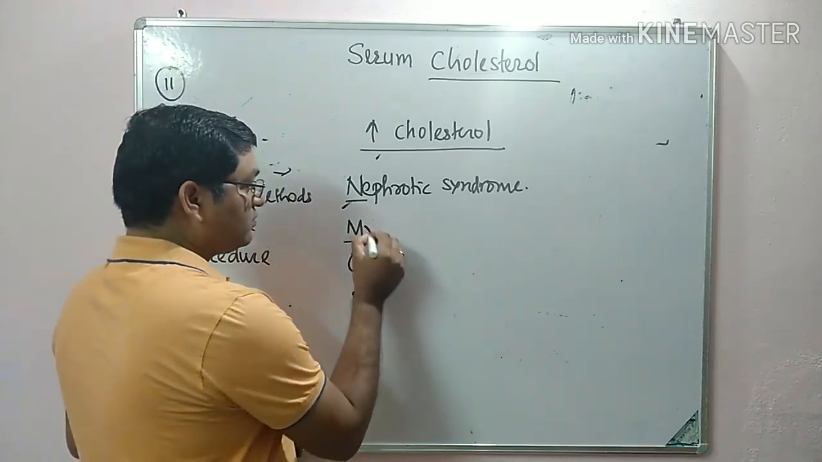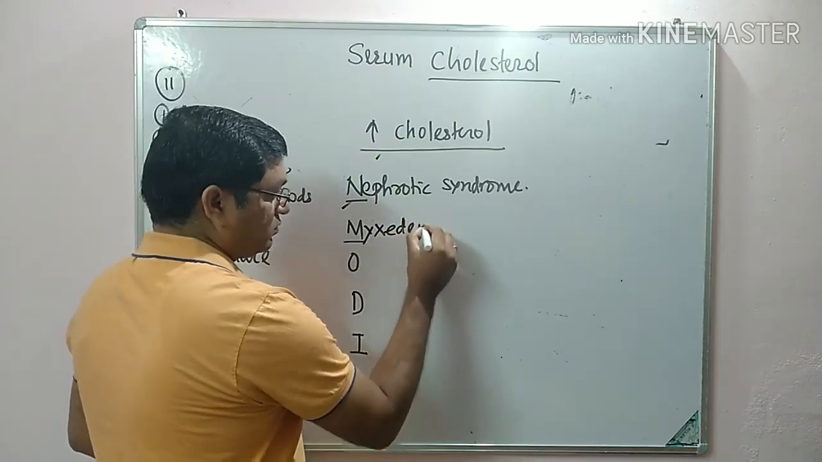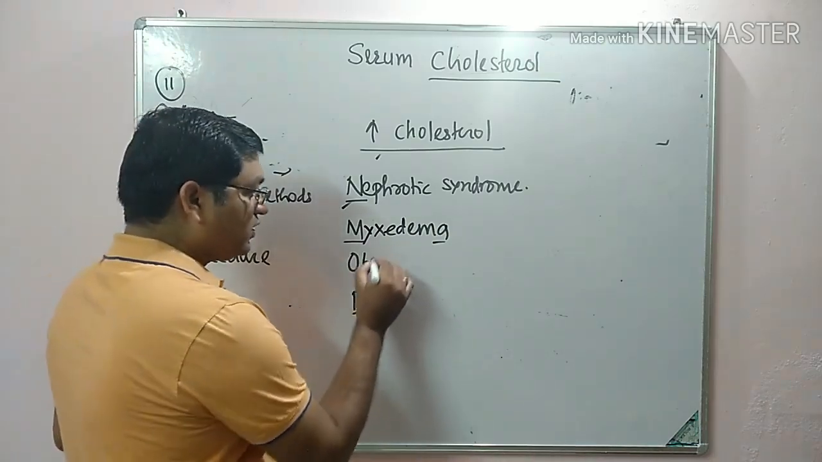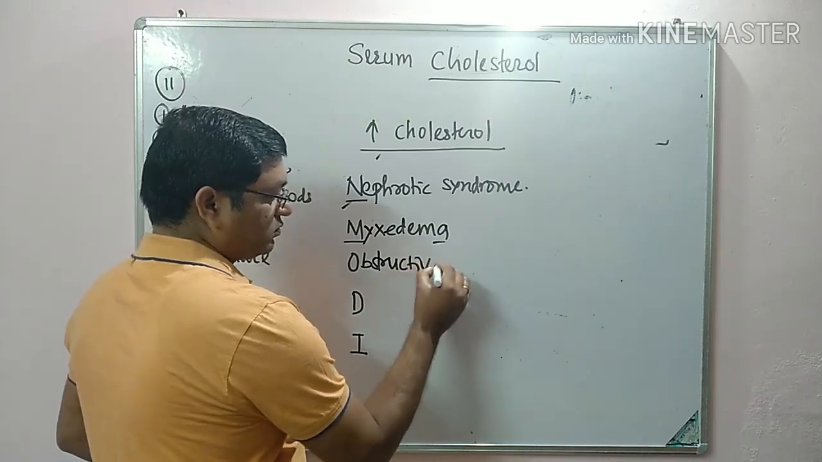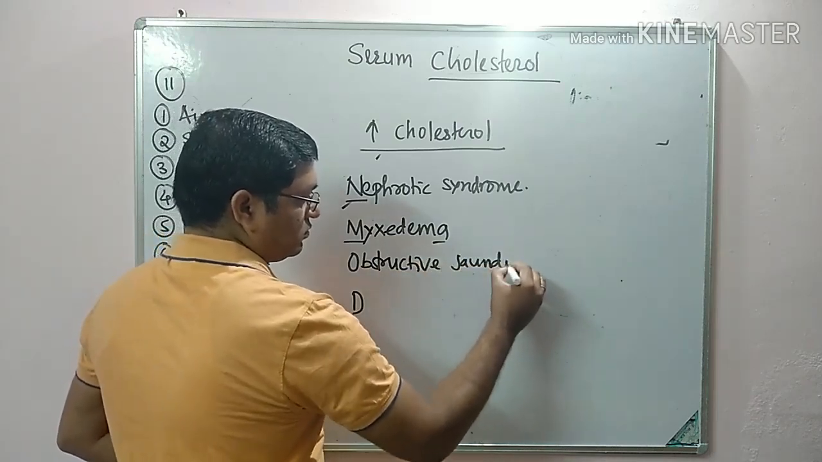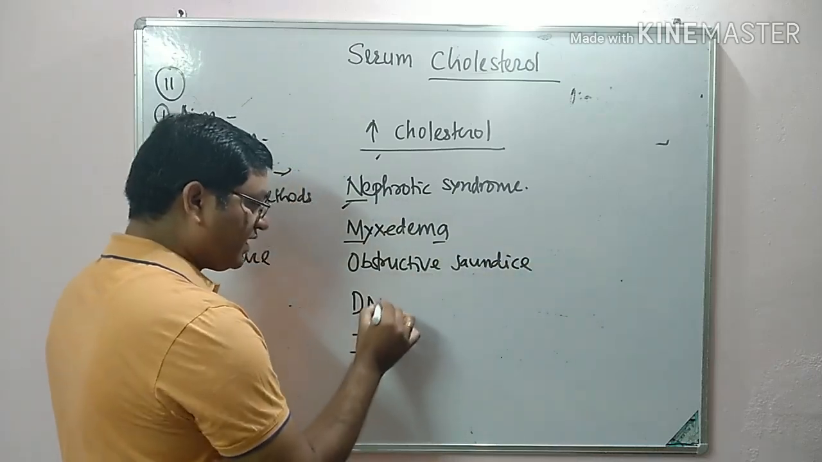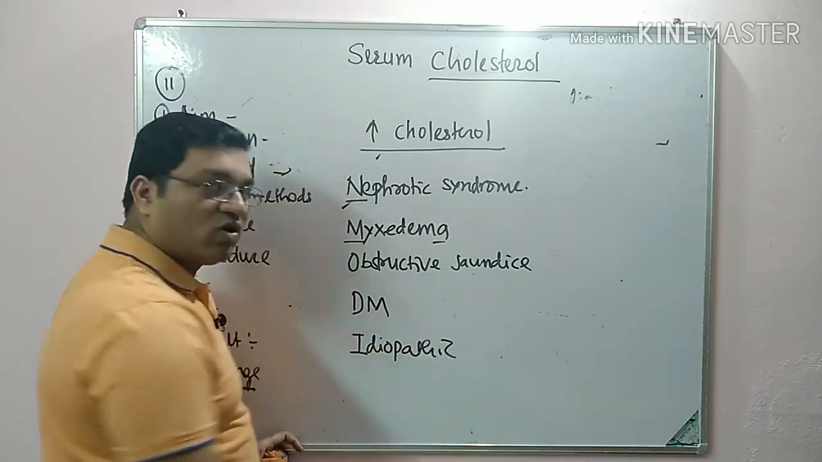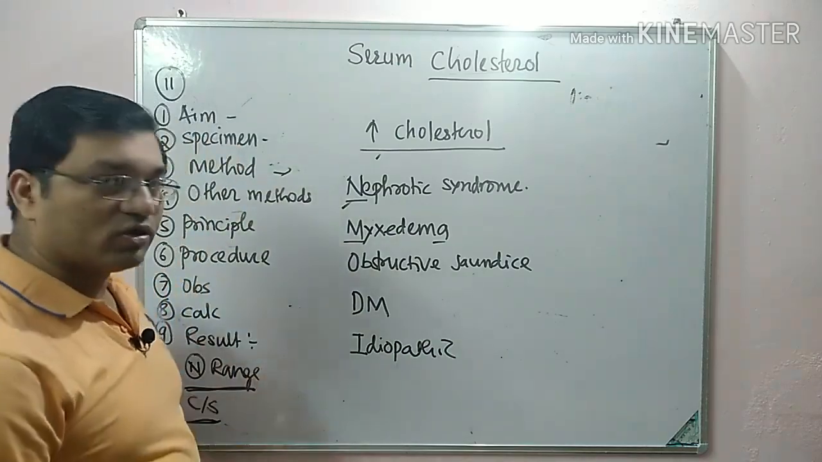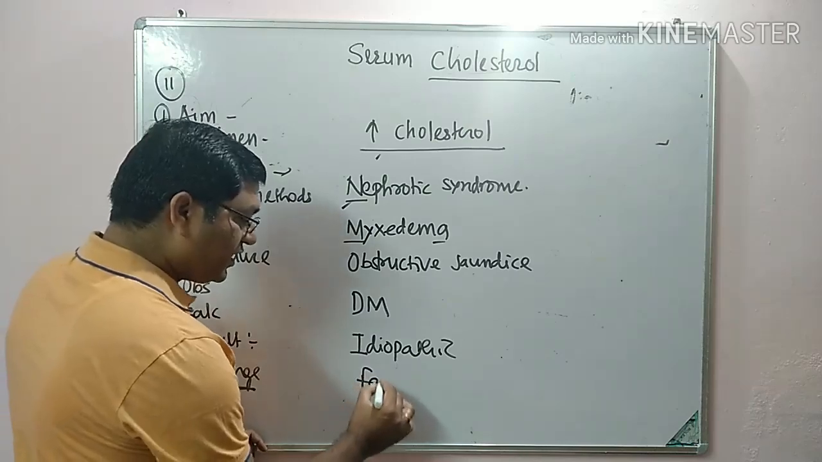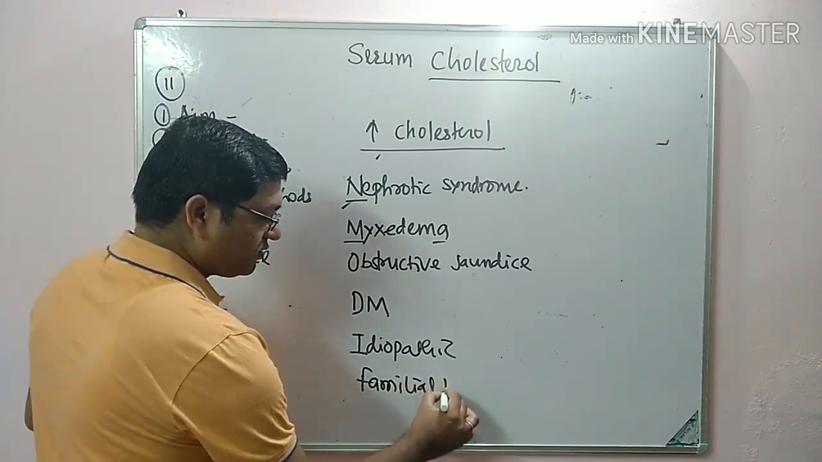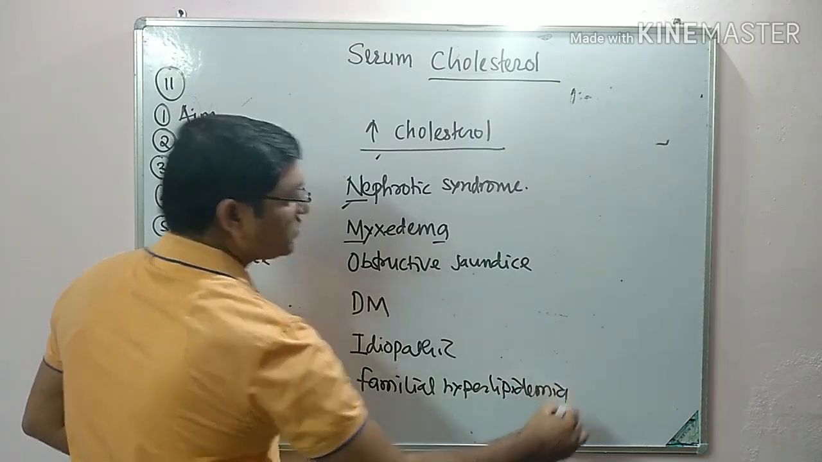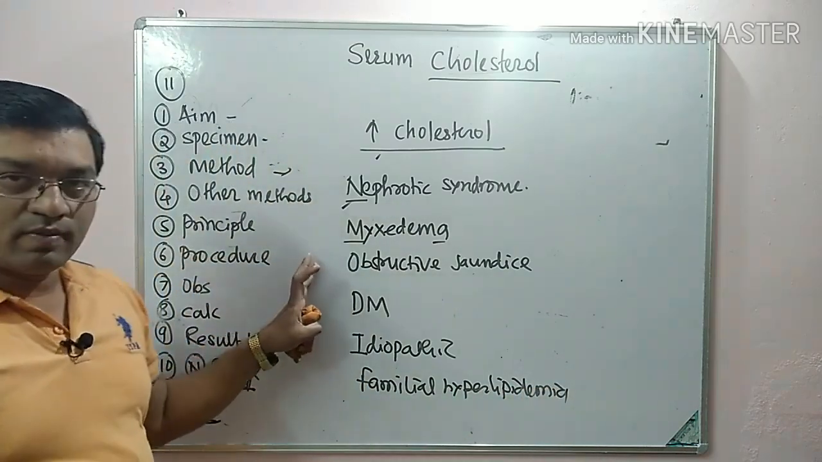Then myxedema, another word for hypothyroidism. Obstructive jaundice, diabetes mellitus. Idiopathic means the cause is not known. So these are the important conditions. And familial hyperlipidemia. These are the conditions in which cholesterol level increases.